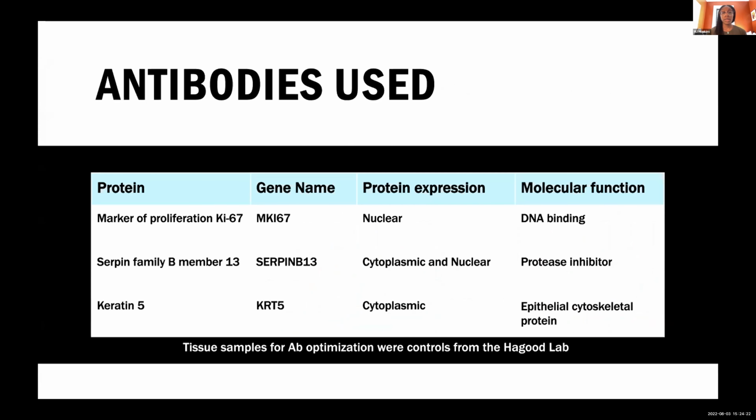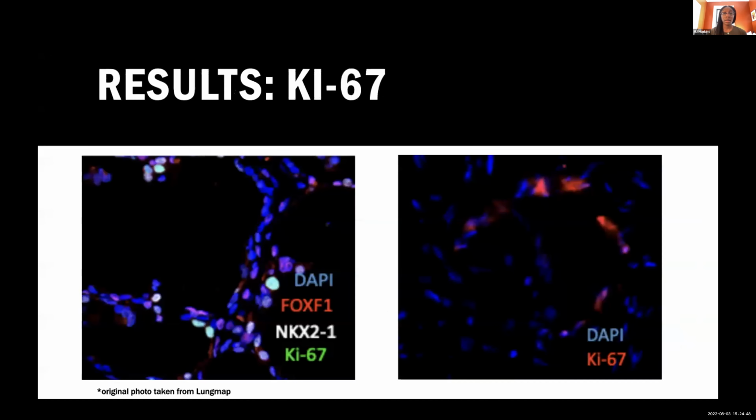The antibodies that we used were Ki-67, which is a nuclear antibody, SERPIN-B13, which is both cytoplasmic and nuclear, and keratin 5. These three antibodies were determined by Elizabeth Duong's lab and given to the Haygood lab, which I worked in.